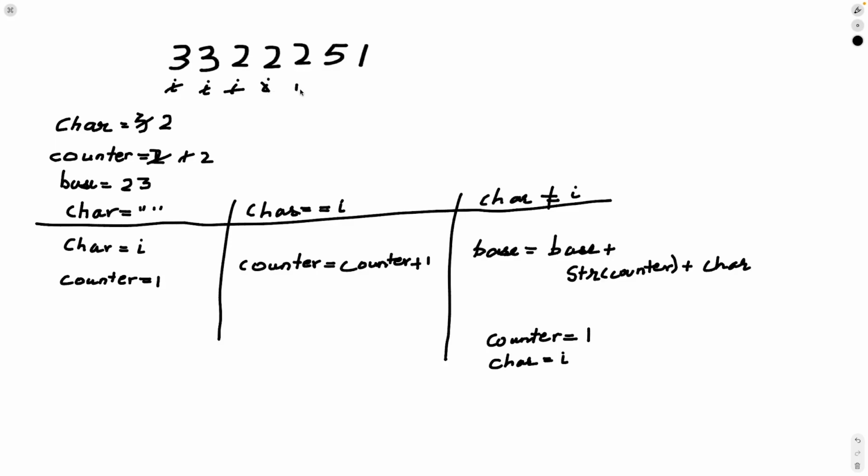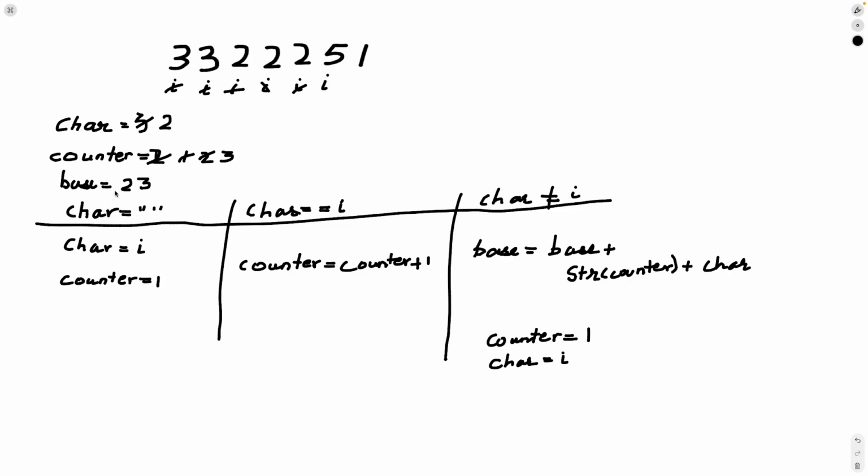My I is again going to move forward. Now this condition is 2, where my character is equal to I. So this is going to turn to 3. Now when my I moves forward, now my character is not equal to I, because 2 is not equal to 5. Now what will happen?